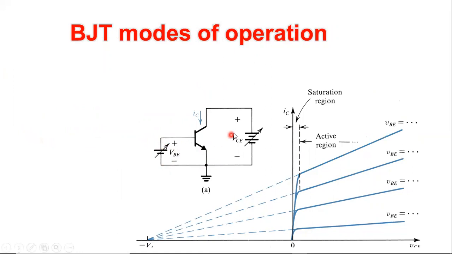Let's, for example, put this voltage, which is the VCE, at 5 volts. Okay, so this is 0, this is 0.7 forward, this is 0, this is 5.